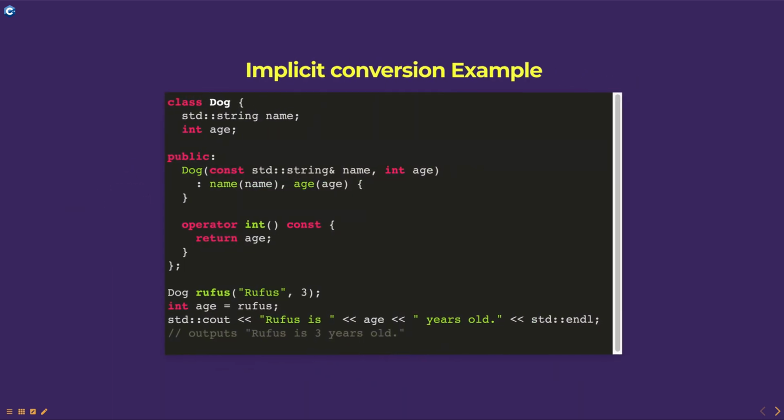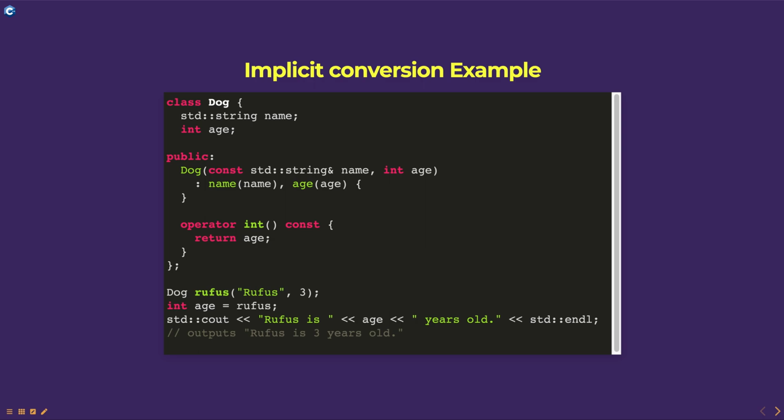For example, in this example, the dog class has an operator int conversion that returns the age member of the dog object. When you assign a dog object to an int variable, the implicit conversion takes place and the operator int function is called to convert the dog object to an int.